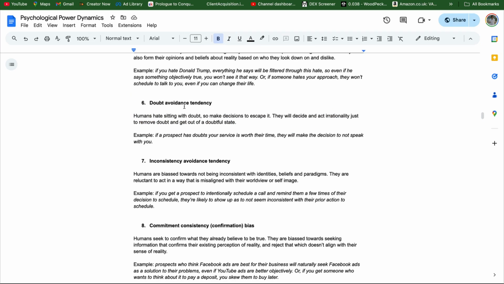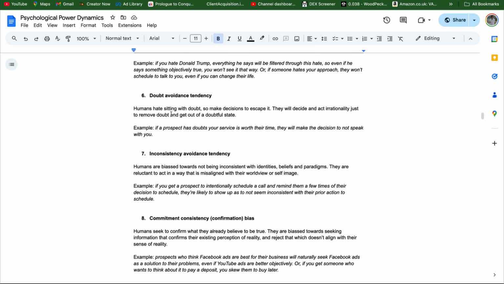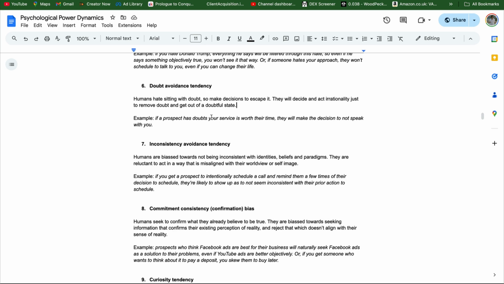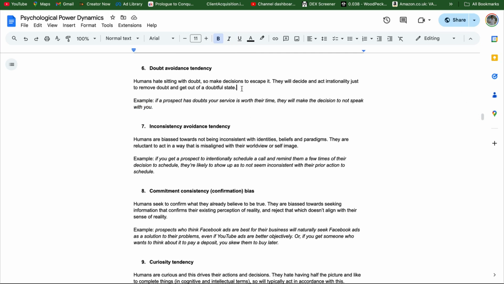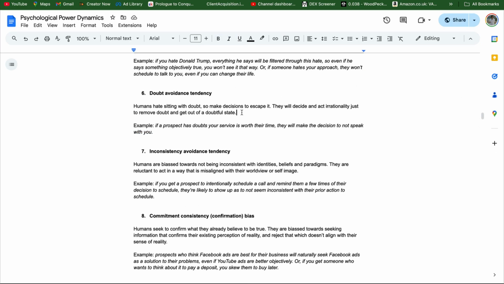Now, number 6 is doubt avoidance tendency. So humans hate sitting with doubt, so they make decisions to escape it. They will decide and act irrationally just to remove doubt and get out of a doubtful state. And if a prospect has doubts about your service, for example, if an OnlyFans creator has doubts your service is worth their time, they will make the decision to not speak with you, okay?